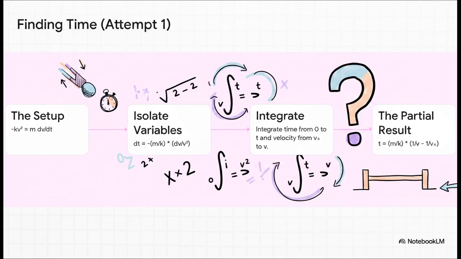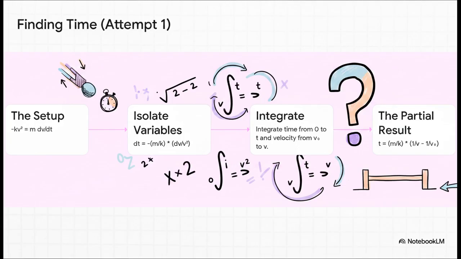Okay, so what's the standard playbook here? We rearrange the equation. It's a technique called separation of variables to get all the velocity stuff on one side and time on the other. Then we integrate both sides. Time goes from 0 to our final time t, and velocity goes from its initial value v0 down to v. And we get a formula for time. Looks great, right? We're done?